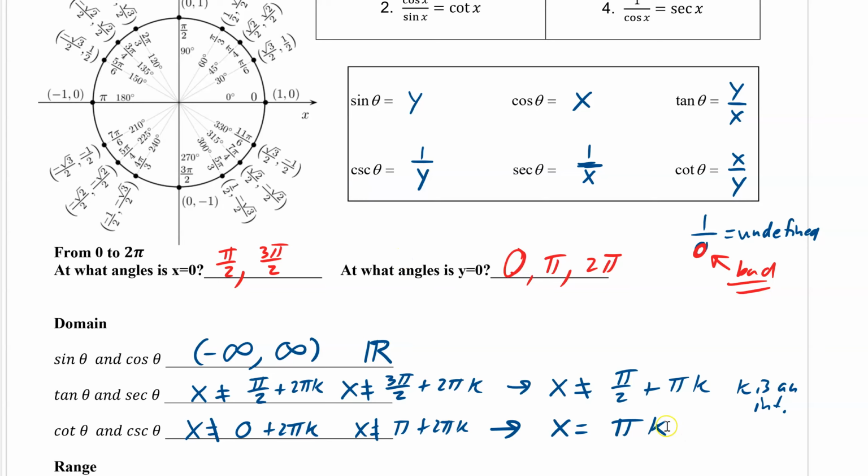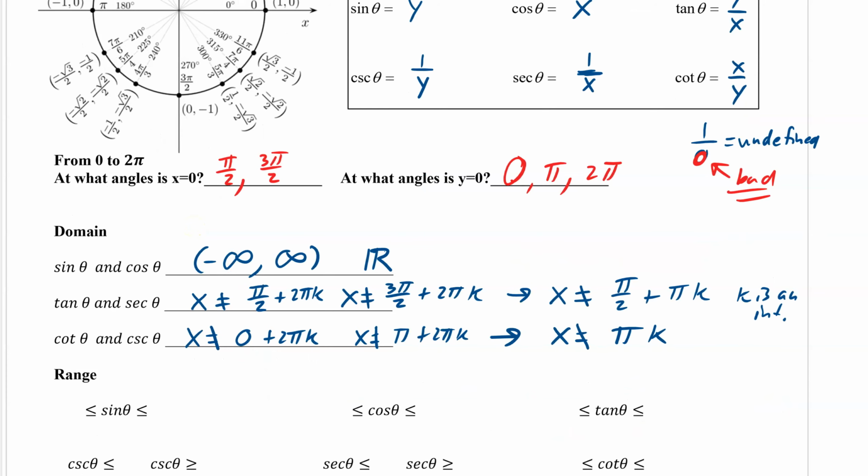So if I were to plug in 0, you would get 0. Plugging in 1, you'd get pi. Plugging in 2, you get 2 pi, and then 3 pi, and then 4 pi, and then 5 pi. We get our issues. So we cannot have pi k.